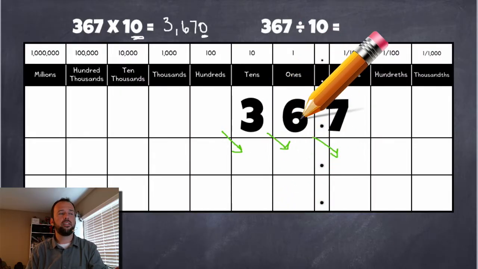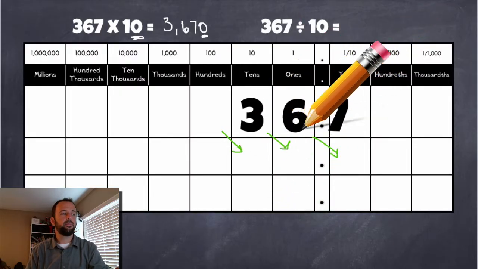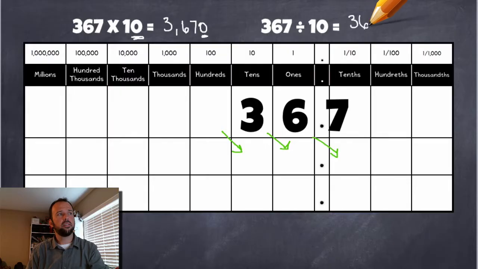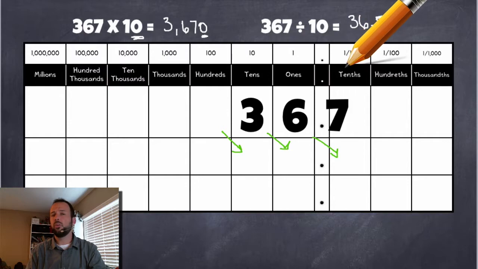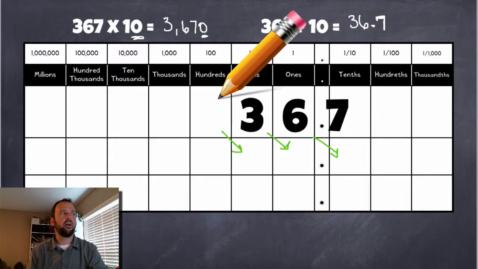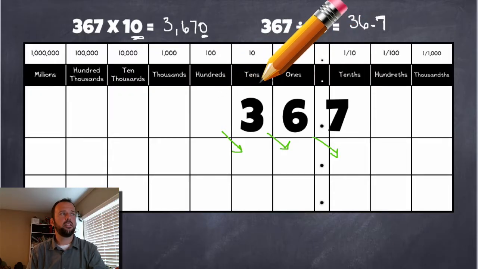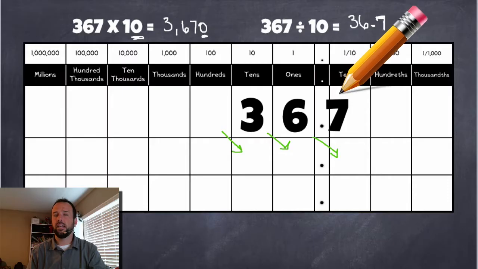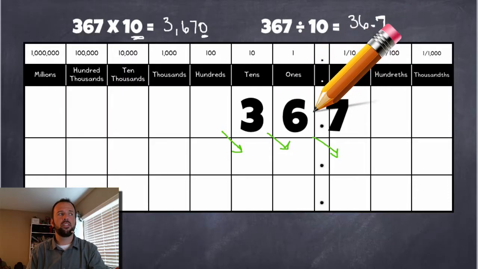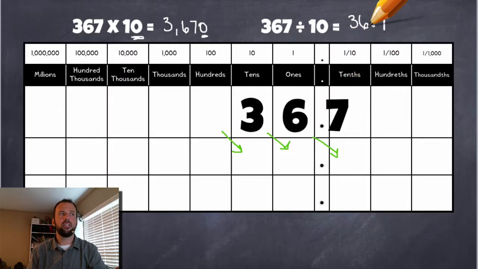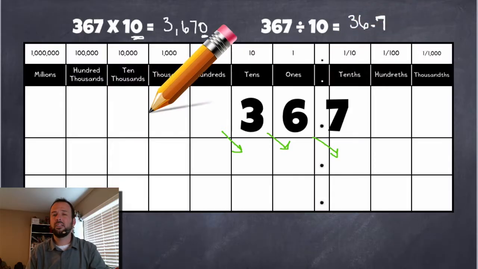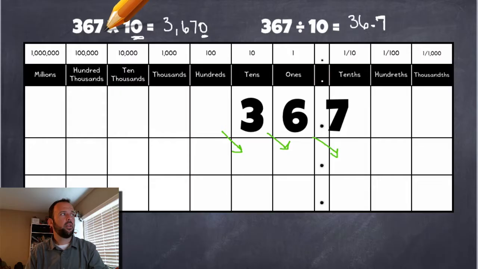If I take this number and move everything back a spot, we end up with 36 and 7 tenths. So we made this a smaller number. I don't have 367 anymore. I have 36 because my hundreds became tens, my tens became ones, and my ones became tenths. 367 divided by 10 is 36.7, or 36 and 7 tenths.